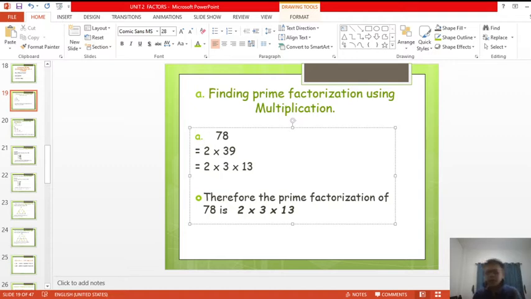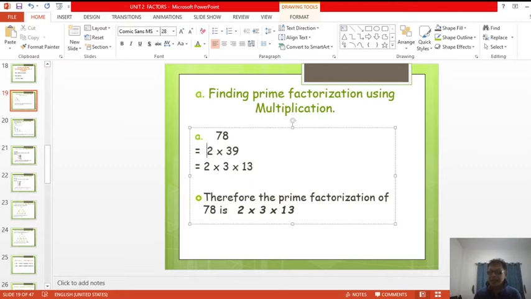So the first thing you have to do is, again, always think of the smallest prime number. The smallest prime number you can use for 78 is 2. It doesn't mean that you will use 2 all the time. If you can use 2, use it. If you cannot use 2, then you use 3. Start with the smallest prime number. Upon looking at the number 78, definitely I can use 2. If you multiply 2 with 39, then that will be 78.